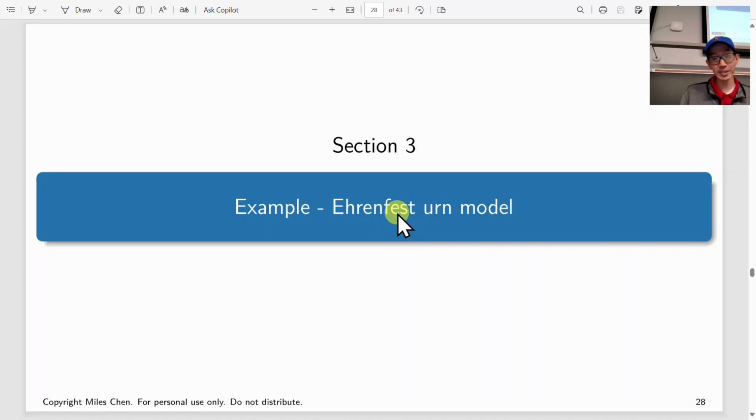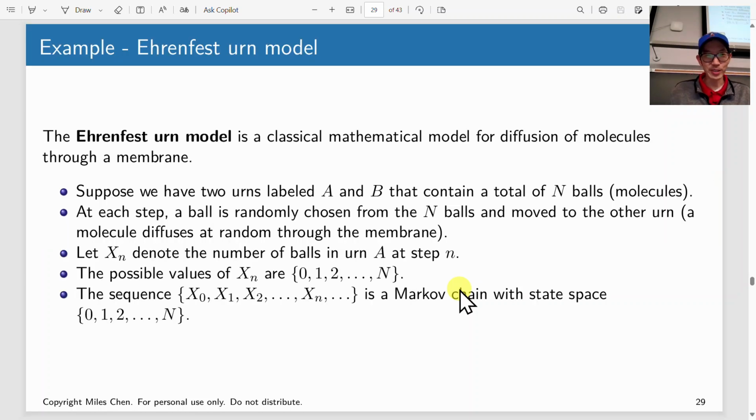All right, here is another example of a Markov chain, all right? And we will talk about the process that produces a sequence of random variables and the transition probability there, okay? So this is called the Ehrenfest urn model. And this is kind of this classical mathematical model for the diffusion of molecules through a membrane.